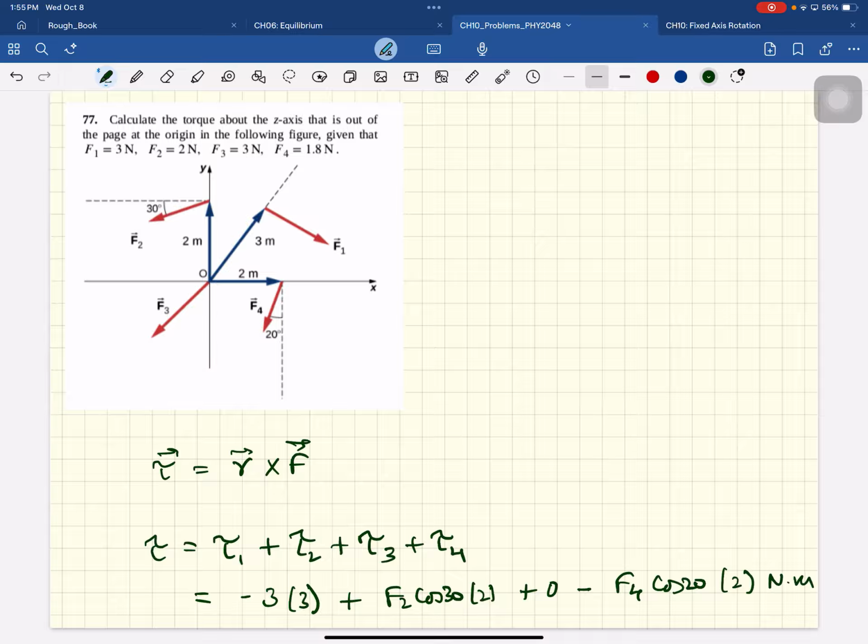All right, so let's do this. So the net torque is minus 9 plus F2 is 2, so 4 cosine 30. 4 cosine 30 is 3.46, minus F4 is 1.8, so 1.8 times 2, 3.6 times cosine 20.